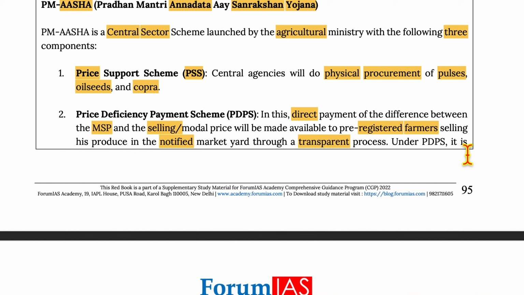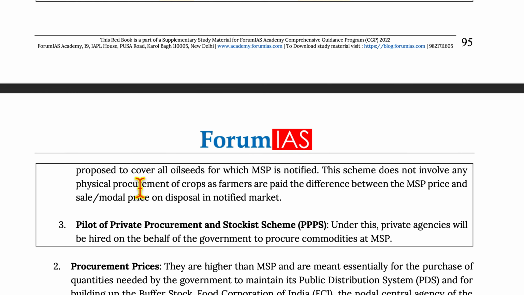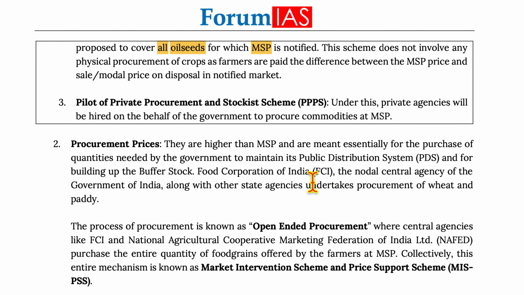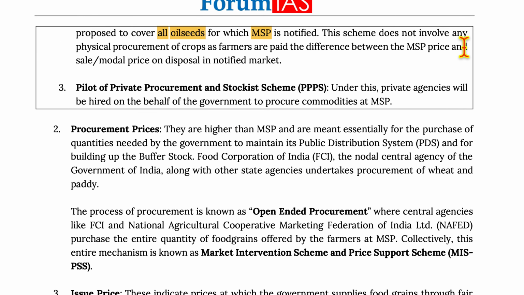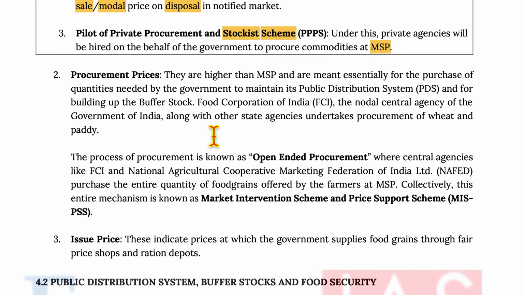Under PDPS, it is proposed to cover all oilseeds for which MSP is notified. This scheme does not involve any physical procurement of the crops as farmers are paid the difference between the MSP price and the sale or modal price on the disposal in notified markets. Now, pilot of private procurement and stockist scheme. Under this, private agencies will be hired on behalf of government to procure commodities at MSP.